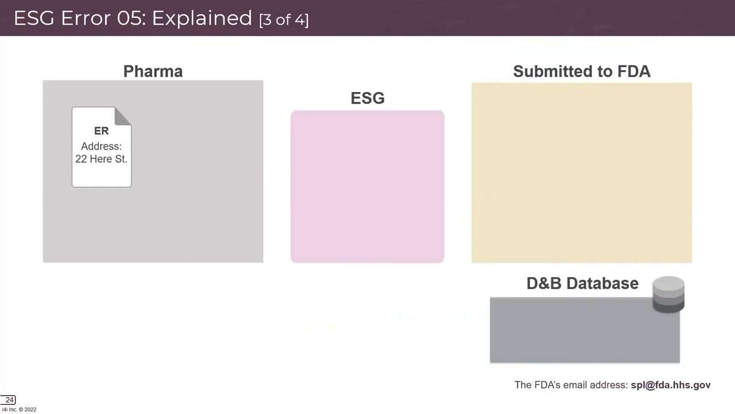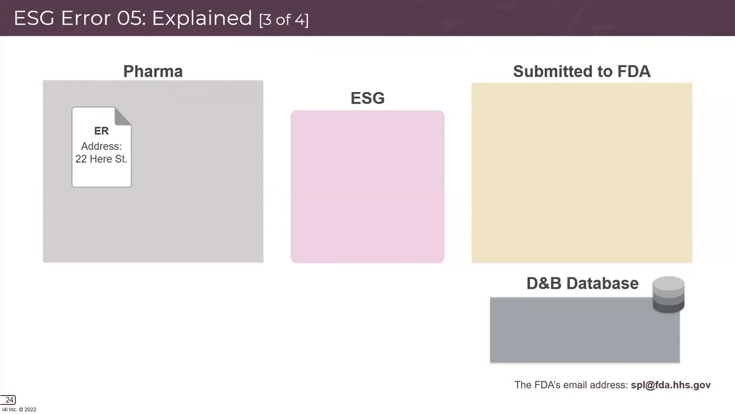So the information matches the DNB, but you still receive the same error. This can happen sometimes because the error is due to minor discrepancies in the name, address, or DUNS number. In this case, the FDA can manually override the file because of the minor discrepancy in the DNB database. You can request the manual override by sending the core ID of the submission to spl@fda.hhs.gov. We'll show an example of a missing period in the address stored in the DNB database.